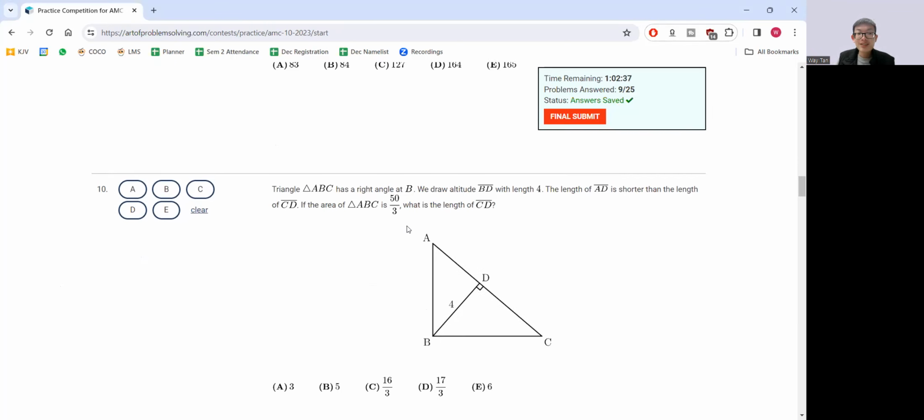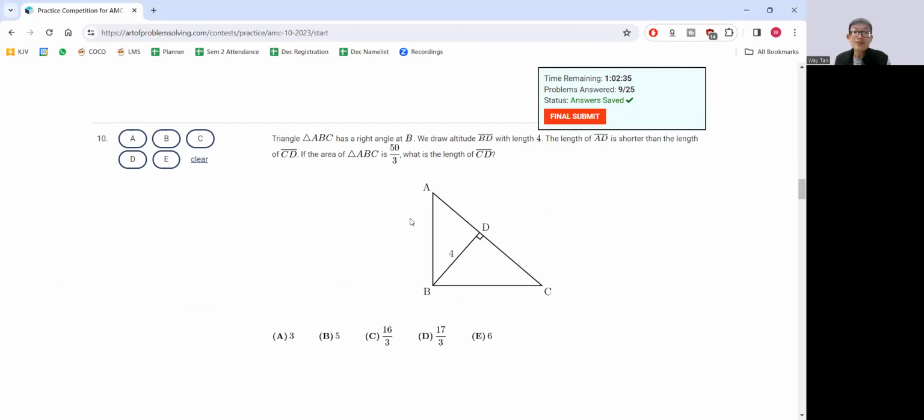Okay, question 10. Triangle ABC has a right angle at B. We draw altitude BD with length 4. The length of AD is shorter than the length of CD. If the area of ABC is 50/3, what is the length of CD? Okay, so I can calculate AC. So AC is 25/3.